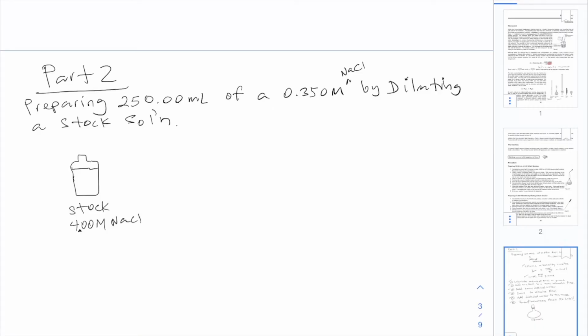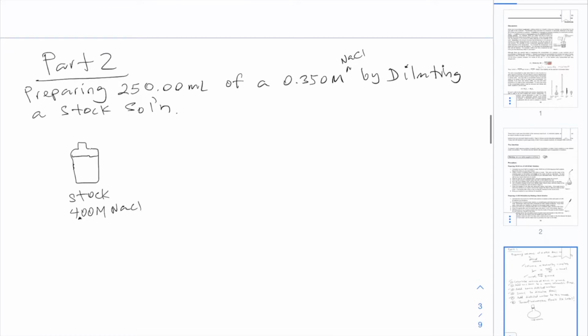Okay, so now we're going to do part 2 of experiment number 11. For part 2, we need to take a concentrated solution, referred to as a stock solution, take some of that stock solution out and place it into a volumetric flask and then dilute it with water so that we have a less concentrated solution. So for part 2, we're going to do what's called a dilution. Our stock is going to be 4 molar salt solution.